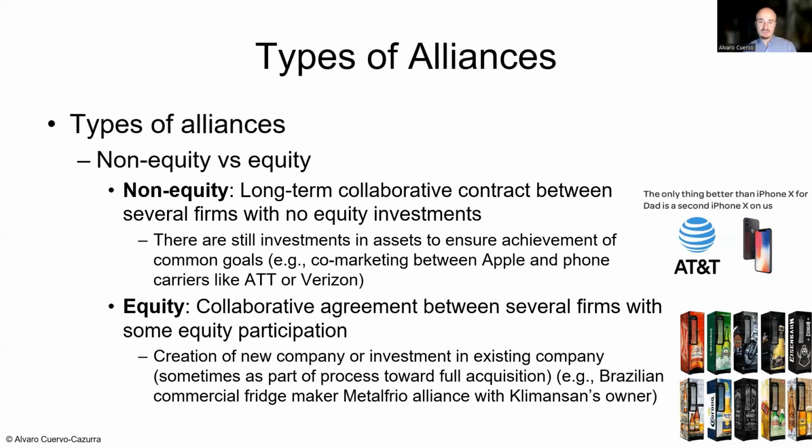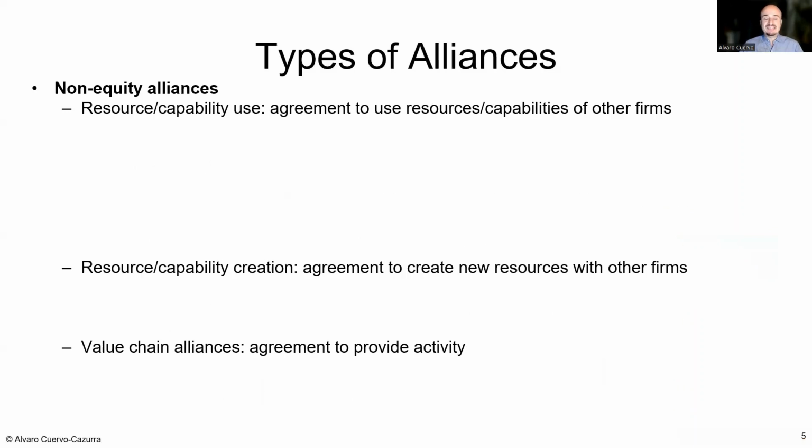So non-equity versus equity is the best way to group them. And then among them, each is going to have different types or subtypes. If you want, what are we sharing, or what are we getting into? What are we using?